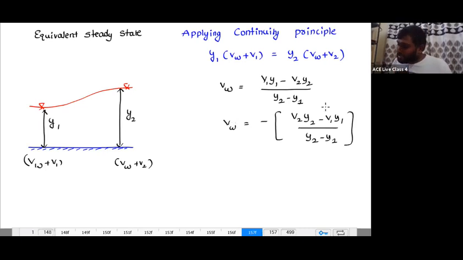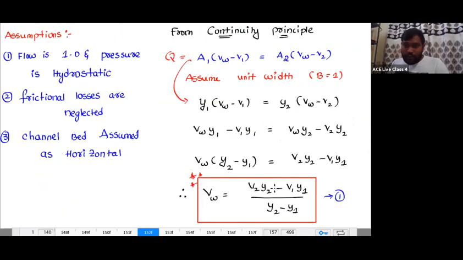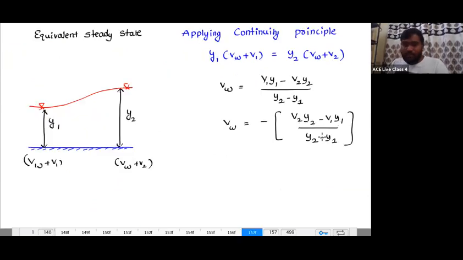See, is this equation exactly similar to the equation over here? This is (V2 Y2 minus V1 Y1) by (Y2 minus Y1), and here also (V2 Y2 minus V1 Y1) by (Y2 minus Y1). But what is the sign? The sign represents that this is a positive surge moving downstream, and this is a positive surge moving upstream. So whether the surge is moving downstream or upstream, the formula for VW is the same, but with a change in the sign.